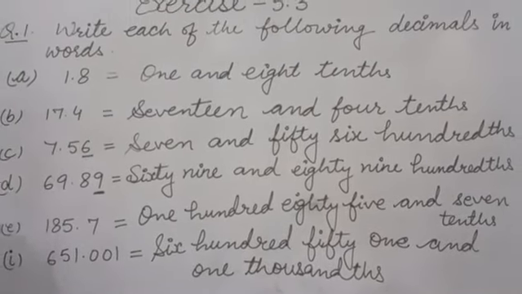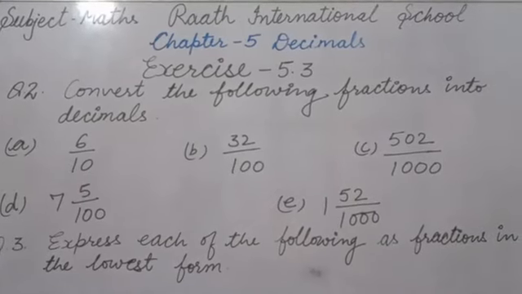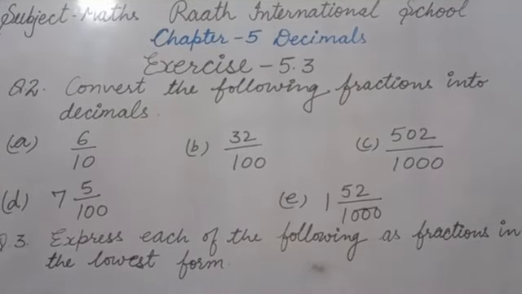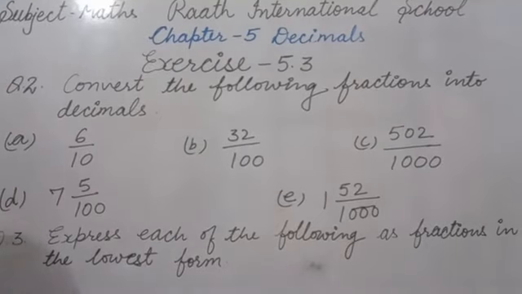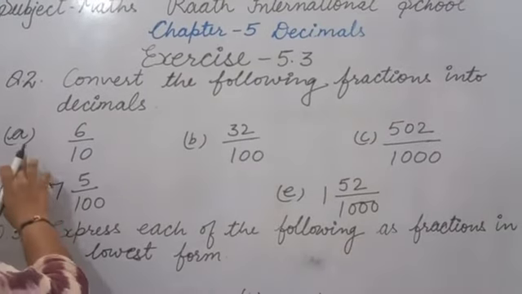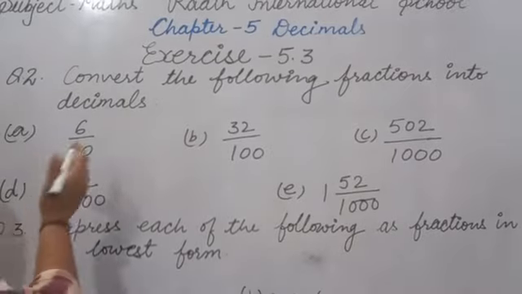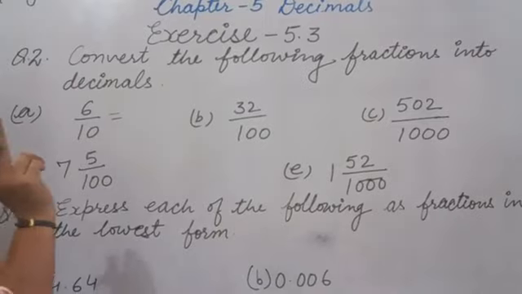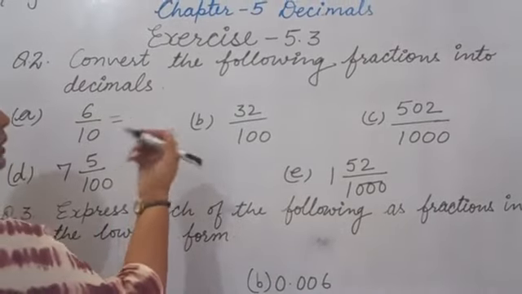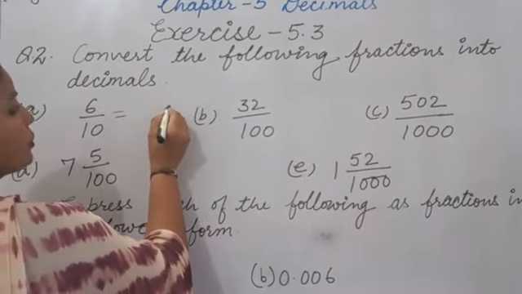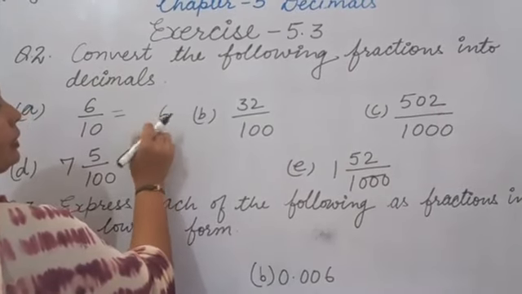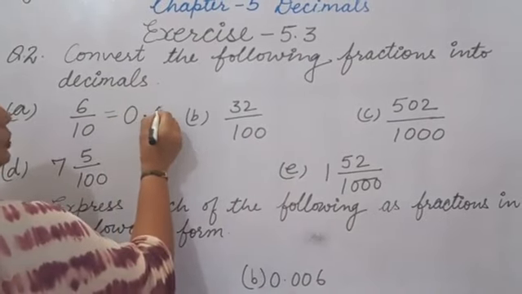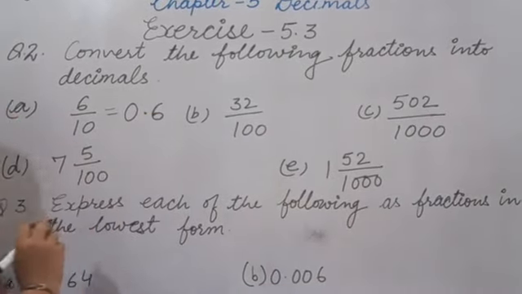Okay. Now question number 2. Convert the following fractions into decimals. There are given fractions and you should write them in decimal form. Now the A part is 6 upon 10. As I told you, whenever we have 10 in the denominator, we will take one decimal place. So after one digit we will put a decimal. Numerator 6 as it is. There is only one digit, and before that there is nothing, so we can put 0. So it becomes 0.6.